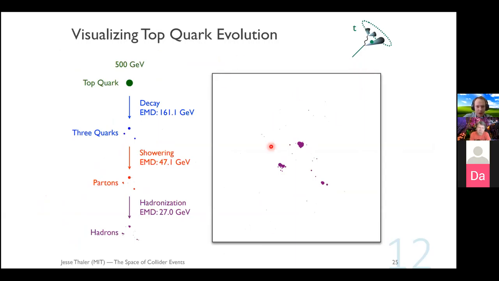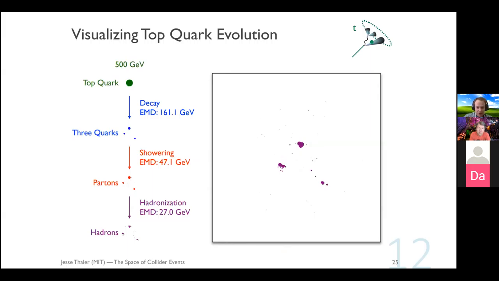So here's a top quark which decays to three quarks, and each of those shower and hadronize. And maybe the top quark is boosted. It starts with a momentum of around 500 GeV. I'm going to play this movie again. If I can, I need to turn off my laser pointer. There you go. So first of all, you have just the pure top, and then it decays into three particles, and then they shower, and then they hadronize.